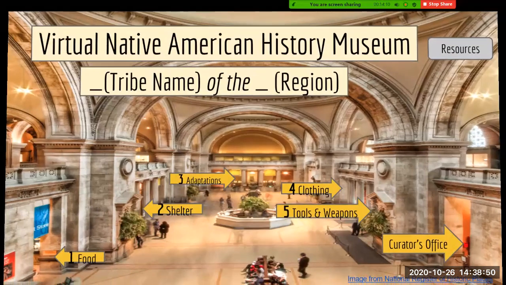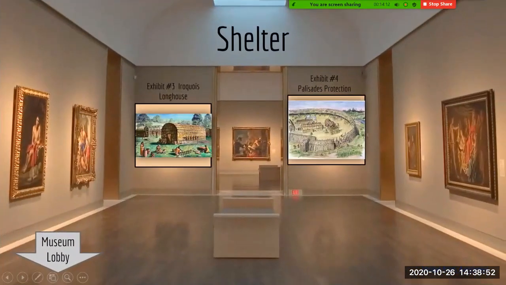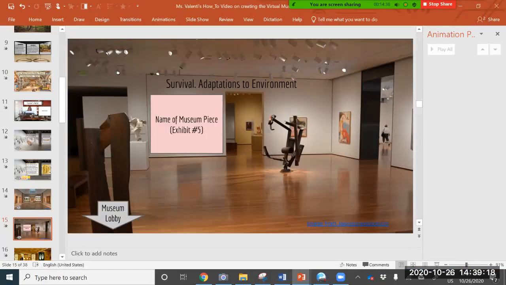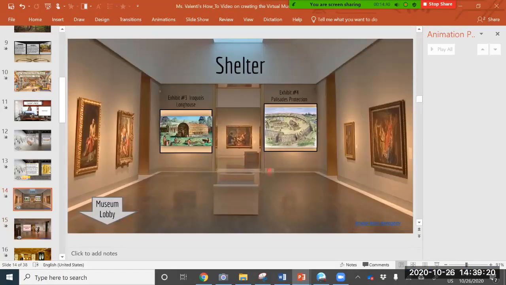Okay, next on my PowerPoint, if I'm back at the museum gallery, would be shelter or housing. And when I click on the shelter, I put in 2 different images, a longhouse, which I titled Exhibit Number 3 Iroquois Longhouse, and palisades, which are these big defensive forts that in this case surround the village and protect them from other natives attacking. And when you click on those, I want to be able to go to the slide with the information about each, and I don't know if I set those up yet. I have not. So let's go back then to my main slide.